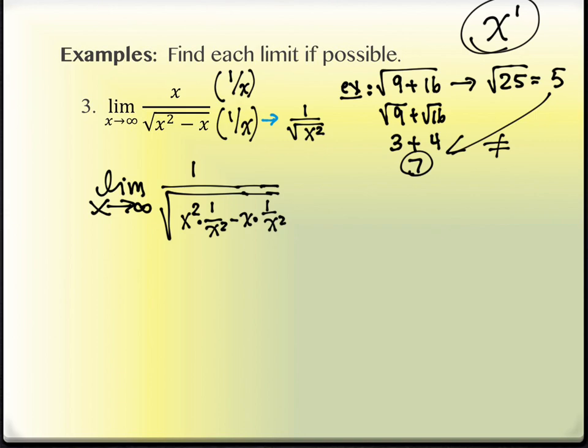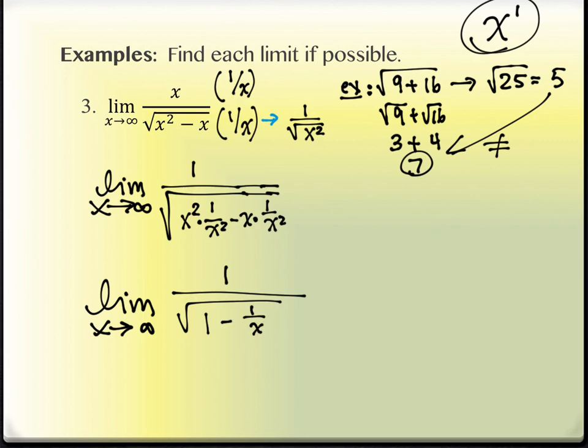Okay, so I can simplify what's underneath all this denominator now. So I have the limit as x goes to infinity of 1 over. What happens when I have x squared times 1 over x squared? They cancel out to give me a 1. And then this piece, what's x times 1 over x squared? That one's 1 over x, right?